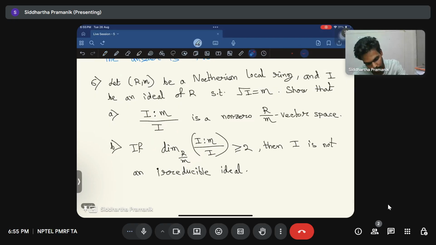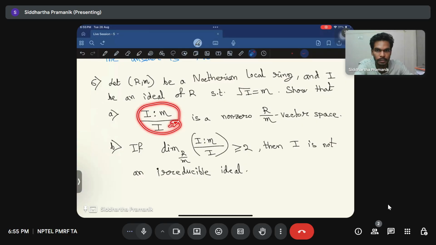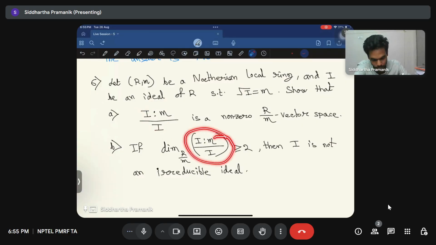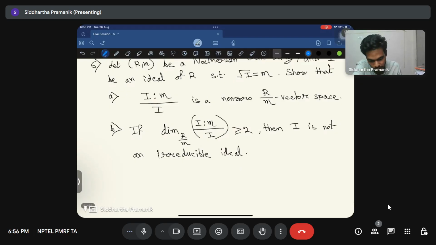Okay, so we are in a Noetherian local ring (R, m). I is an arbitrary ideal which is m-primary, or its radical is m. Then we have to prove two things. The first one is that this quotient is a non-zero R mod m vector space, and if the vector space dimension of this quotient is at least 2, then the ideal I cannot be irreducible. So let's prove these things one by one.